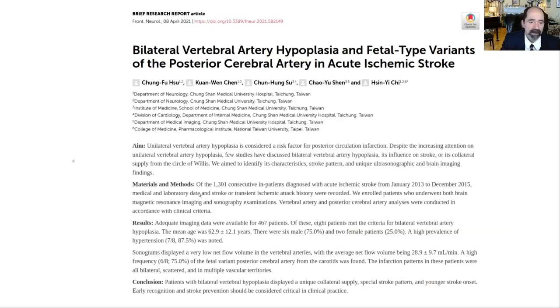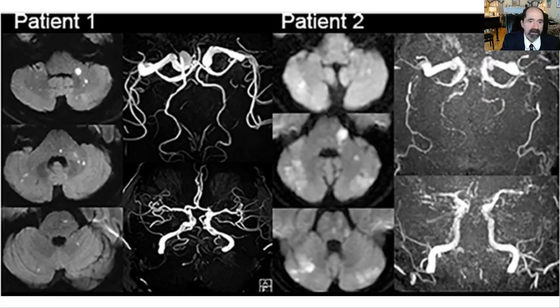Here's a paper on the subject of bilateral vertebral artery hypoplasia. So those are the vertebral arteries feeding into that small basilar artery, with fetal type variants of the posterior cerebral artery. That means fetal type PCOMs feeding fetal type posterior cerebral artery. So all coming off the anterior circulation, leading to hypoplasia of the basilar artery. So the point is, these patients get more brainstem, posterior fossa, cerebellum strokes. I'll just show you what that looks like, looking at MRI.